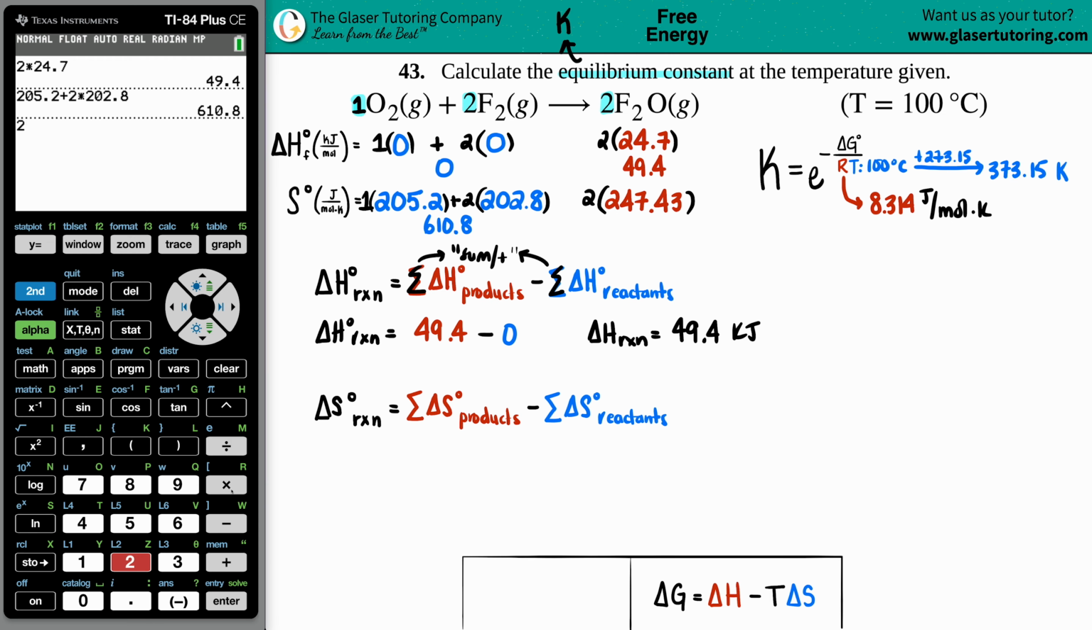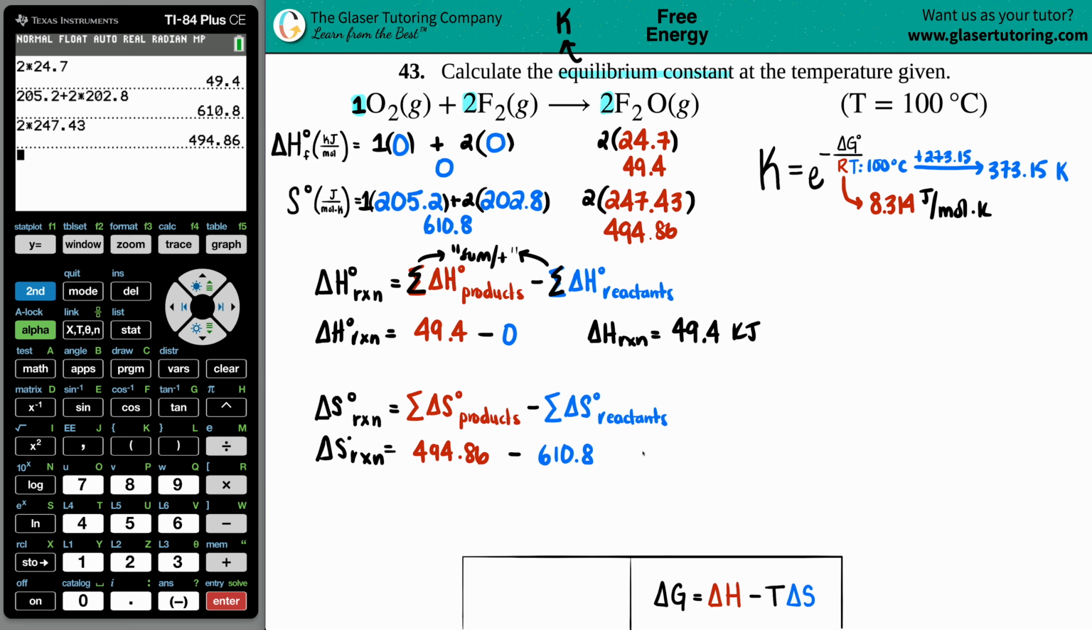And now I'm just going to do 2 times 247.43. Okay, so I get a total of 494.86. Now we're going to do that formula. Delta S for the reaction equals the sum of the products, which was the 494.86. And now we're going to subtract the 610.8.